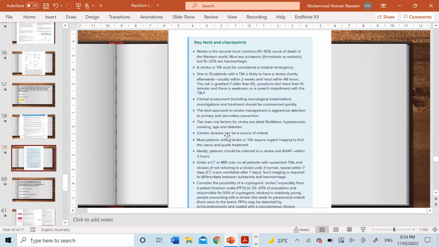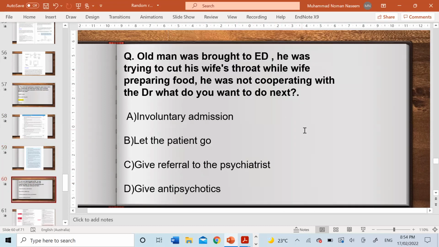All right. So in TIA, which resolves within 24 hours, or in stroke, which persists for more than 24 hours, always go for a CT scan because your management will be decided on that. If a person is having a hemorrhagic stroke and you start aspirin in that patient, the patient will die. So that is why we do the CT scan. If it's an ischemic one, then we start the antiplatelet therapy right away. If it's a hemorrhagic one, we call the neurosurgeon to do the management either by controlling the blood pressure or by doing the surgery.